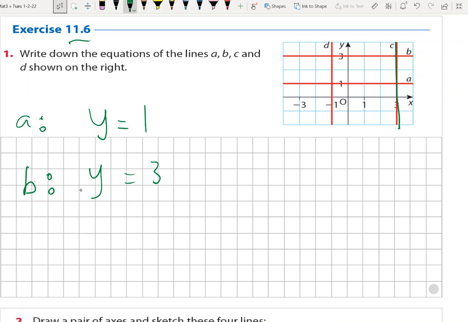C has an x value always equal to 3. And D always has an x value equal to -1.